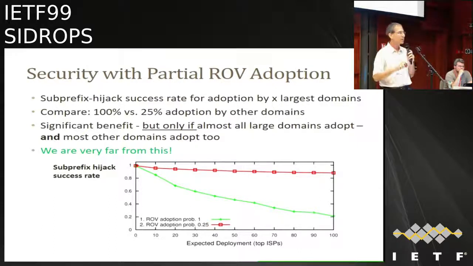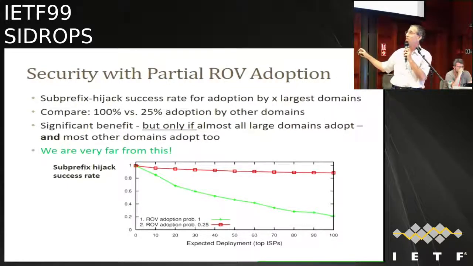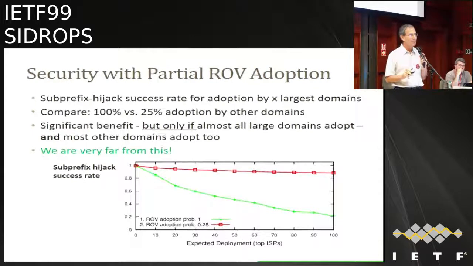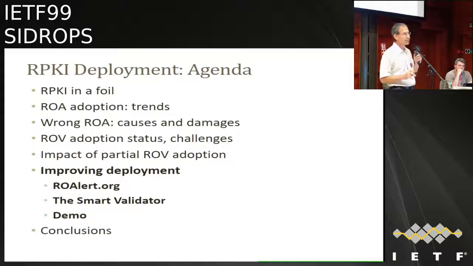Now let's look at the reverse situation. Suppose that the rest of the internet does not adopt. What happens if all the top 100 adopt? You see, it doesn't matter much. Okay, it does matter a little bit, but if all the top 100 adopt but the others don't, then we are also doomed. Therefore, ROV does require very significant adoption in order to be meaningful. It does not mean that it's not going to help us, but we do need significant adoption. So we must work on adoption if we want to get anywhere.